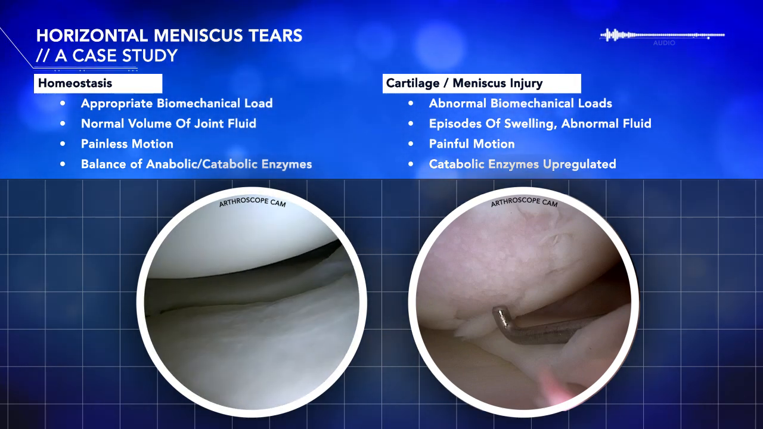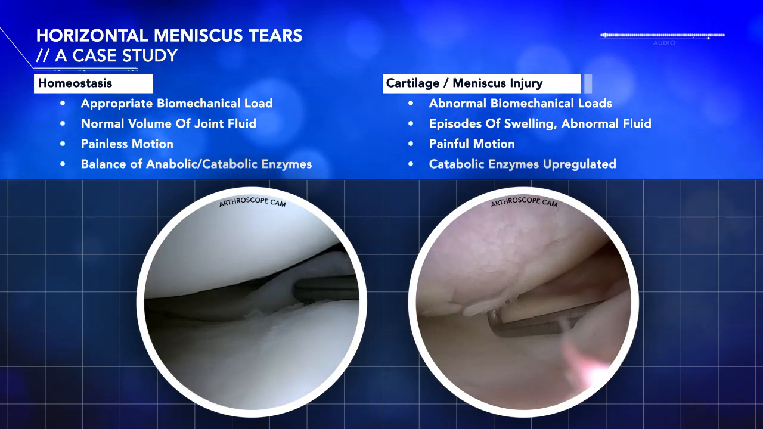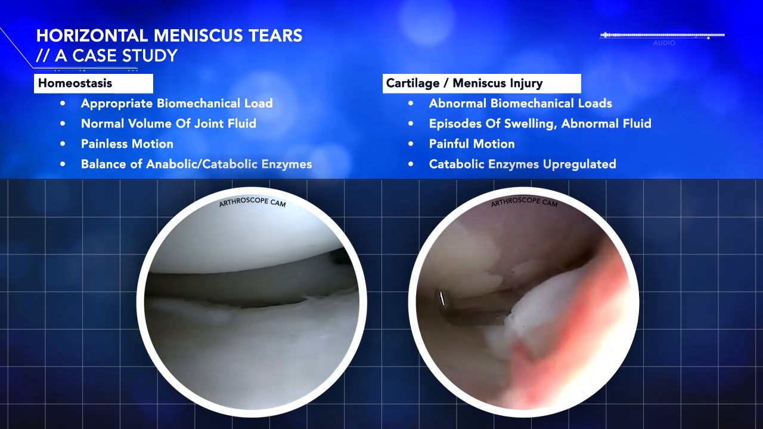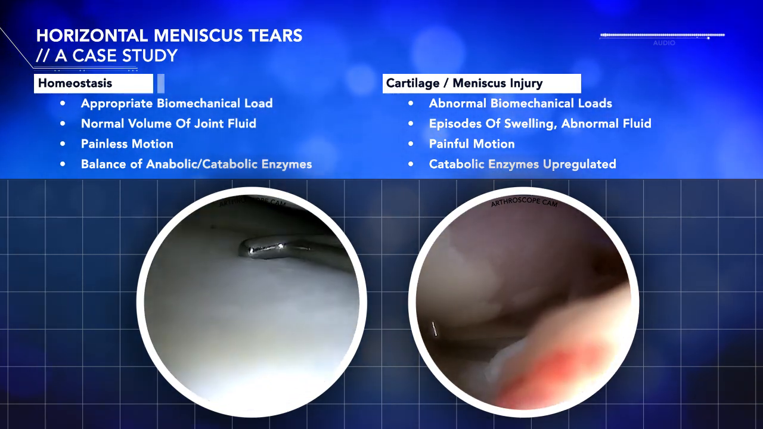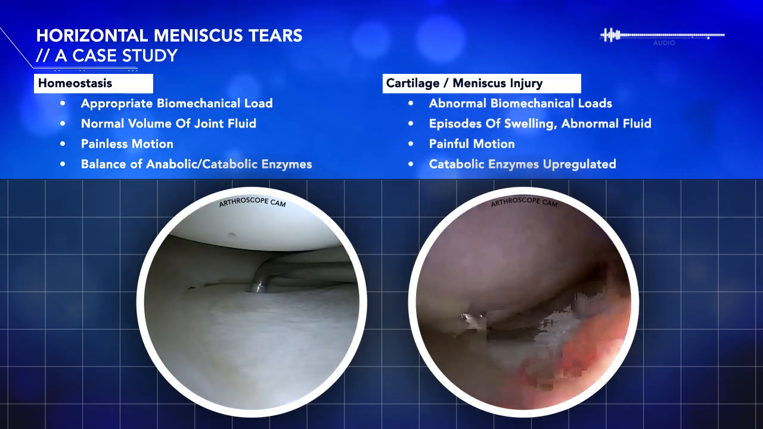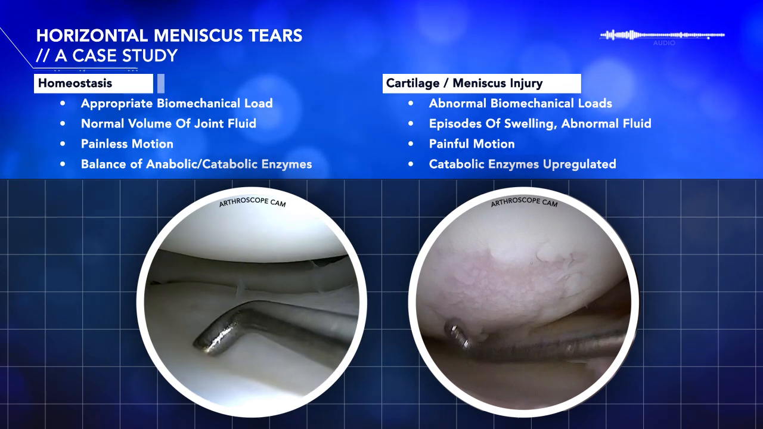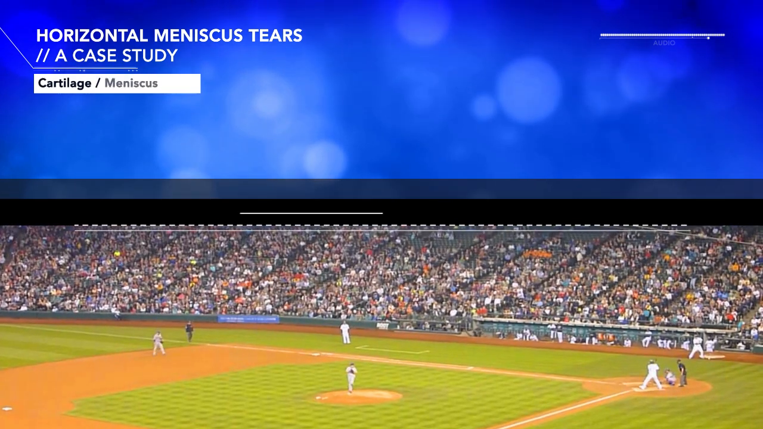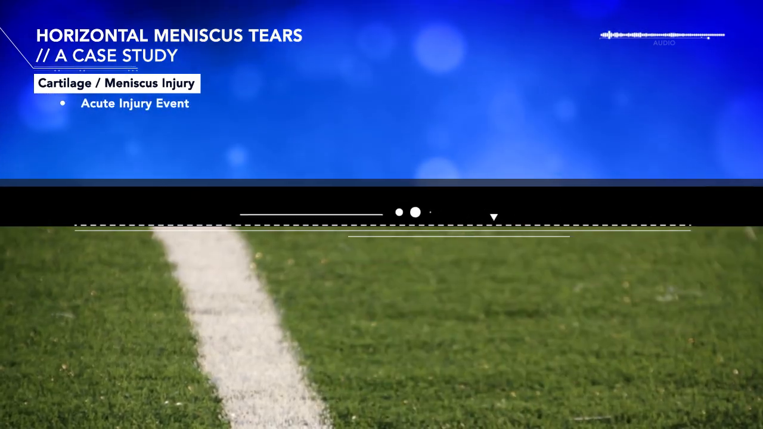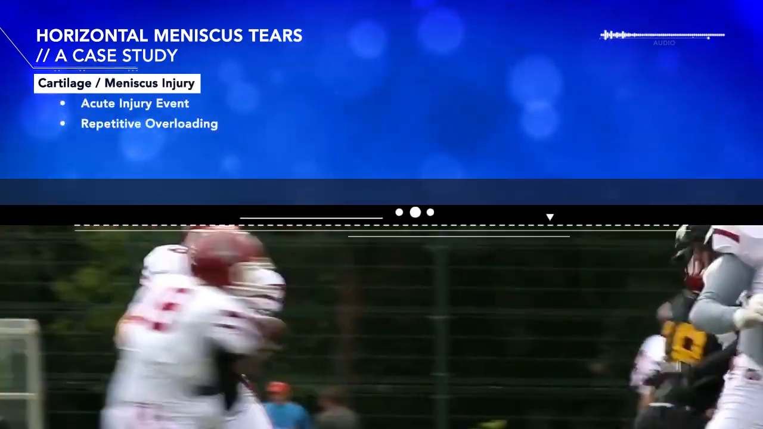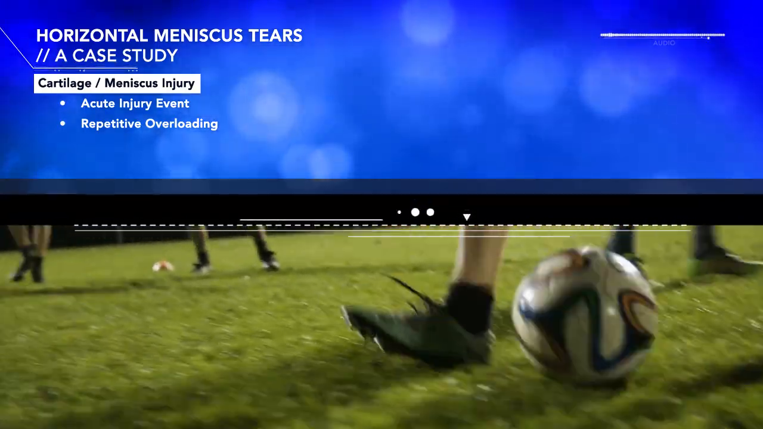When there's meniscus or cartilage breakdown, the knee joint goes through change, and this can be an acute or a chronic, slow-acting process. You have abnormal loads, abnormal swelling and fluid, painful motion, and upregulation of enzymes or proteins that can be destructive toward the knee joint. These injuries can be associated with an acute injury event or related to repetitive overloading with certain activities, and also associated with certain body sizes.